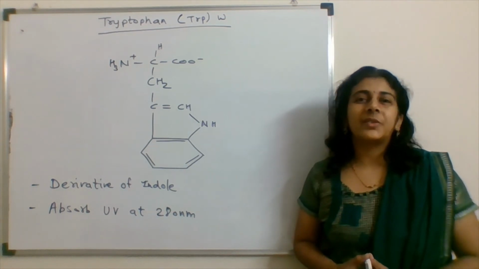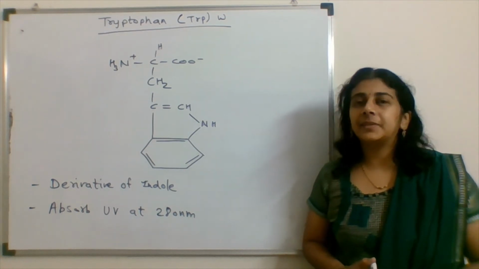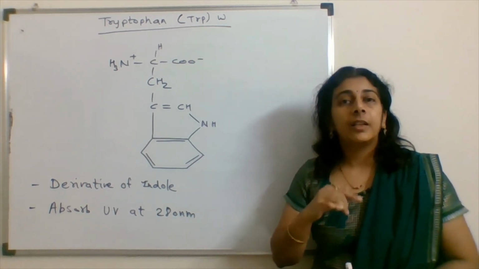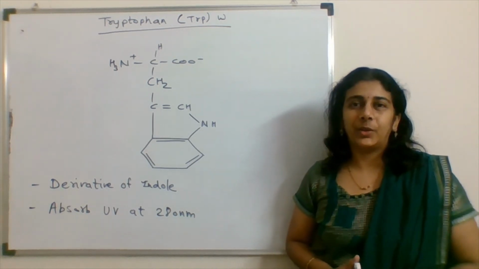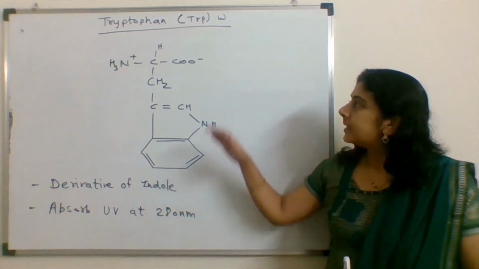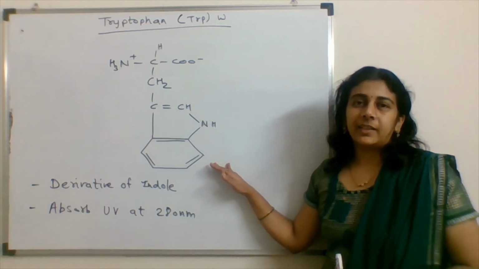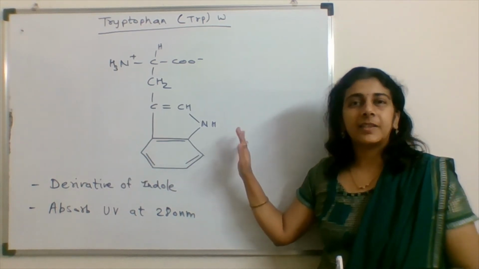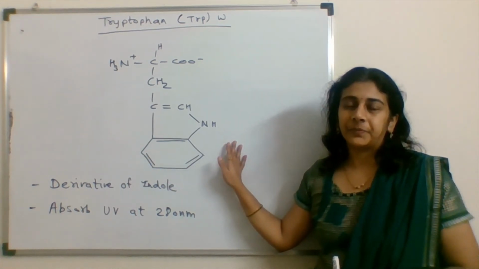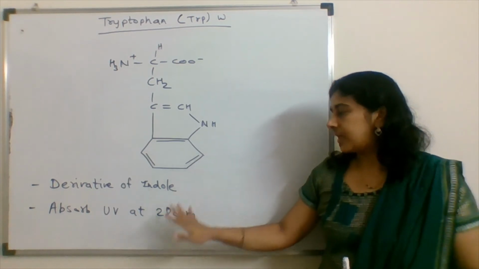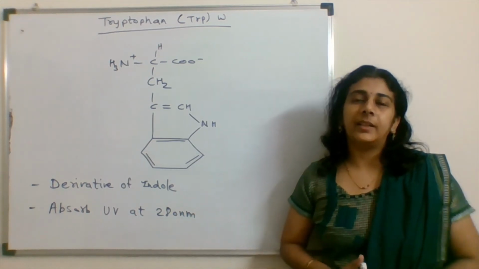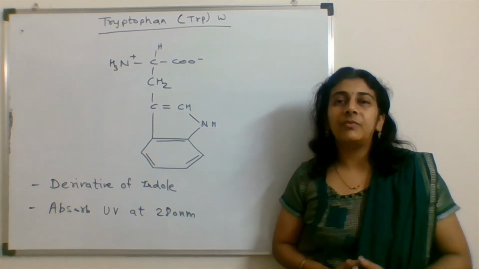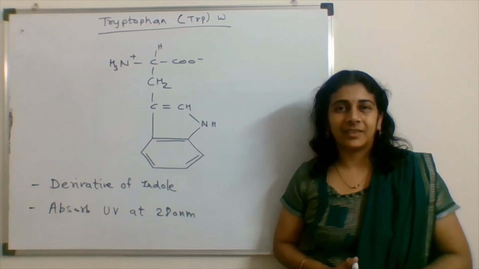The last option is tryptophan. The three-letter code is TRP, and with the single capital letter W we denote tryptophan. Here is the structure of tryptophan. It has an indole ring in its side chain. It's a derivative of indole. This shows absorbance at 280 nanometer. That's why this is responsible for the fluorescence of the protein.